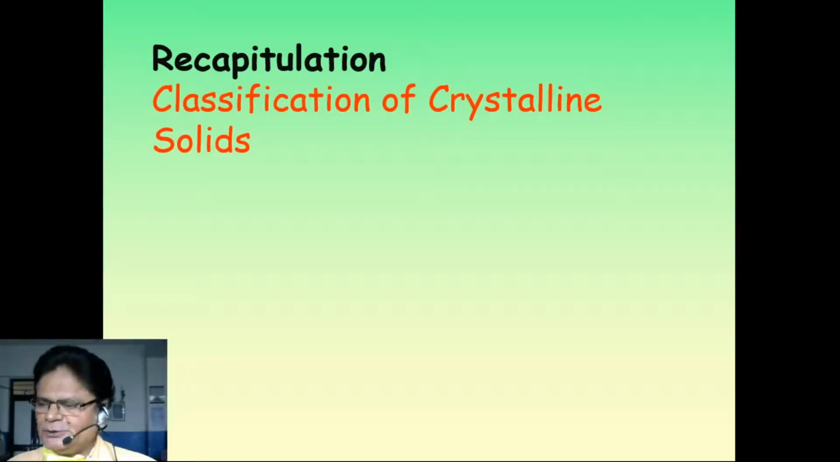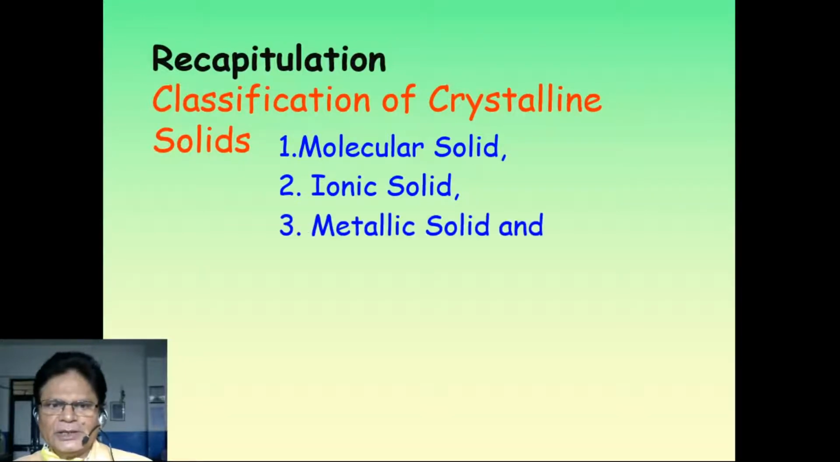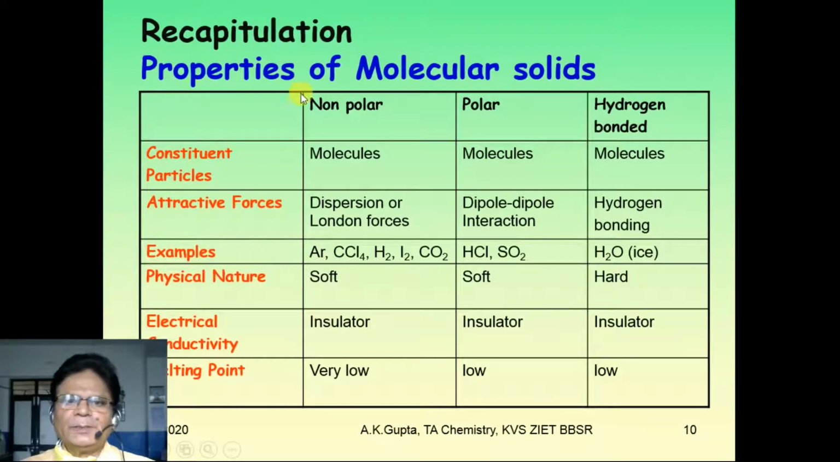Now let us recapitulate. What did we study as classification of crystalline solids? How many types of solids do we get? Molecular solid, ionic solid, metallic solid and covalent solids. The recapitulation of properties of molecular solids. You can now tally the table you have already prepared with this table, right? The words and the sentences you might have written in the worksheet will be the same as we are discussing here.